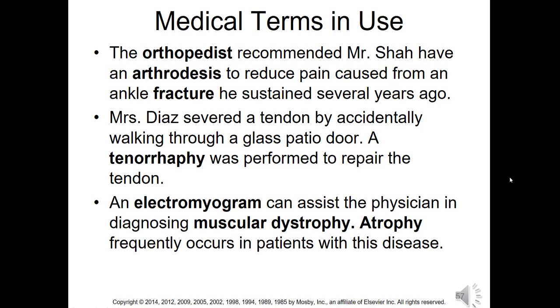All right, last portion of this. We are looking at these scenarios. The first scenario is that we have an orthopedist that recommends Mr. Shaw have an arthrodesis to reduce the pain caused from an ankle fracture he sustained several years ago. So, the orthopedist is the doctor who's going to be looking at the joints and looking at your bone, your musculoskeletal system. This patient has a fracture or a break in the bone that he had many years ago. And so it's causing him a lot of pain. And so what the orthopedist is recommending is what's called an arthrodesis, and that is the surgical fixation of a joint or a joint fusion. So they're going to go in and put pins in his ankle to help the pain.